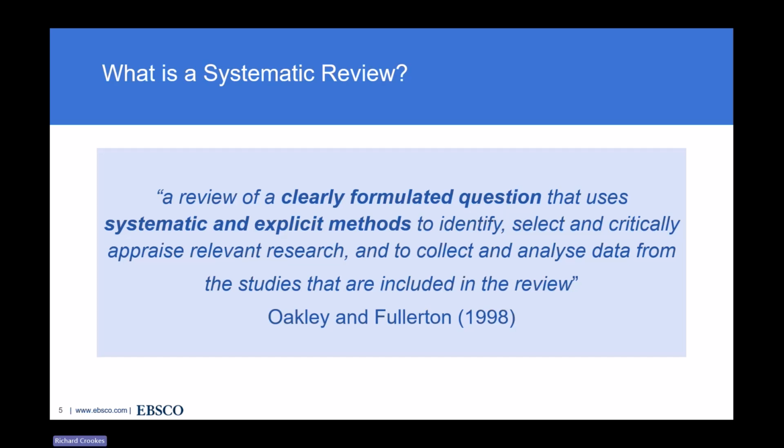So first of all, then, to begin, what is a systematic review? Just a basic definition, if you like, from Oakley and Fullerton: a review of a clearly formulated question that uses systematic and explicit methods to identify, select, and critically appraise research, and to collect and analyze data from the studies that are included in the review. So I've obviously highlighted the things that we're going to focus on in this session, since we're looking at searching. So we will have a clearly formulated question and use systematic and explicit methods to identify that content that's available through these databases. So the research that we need to identify.